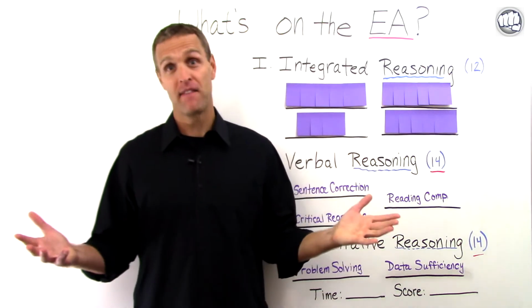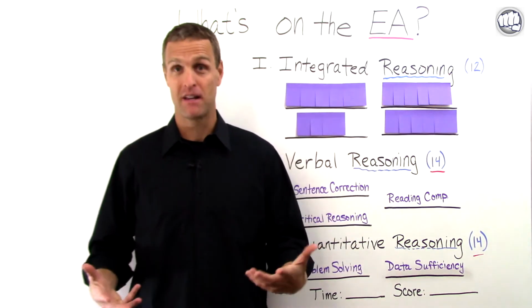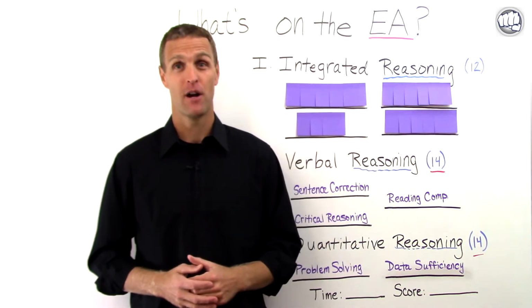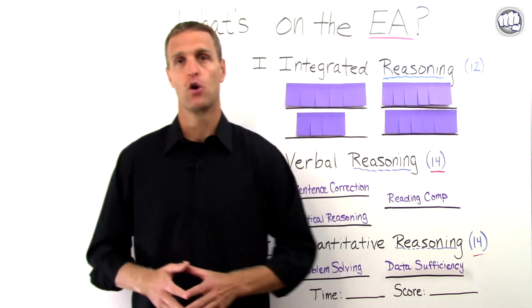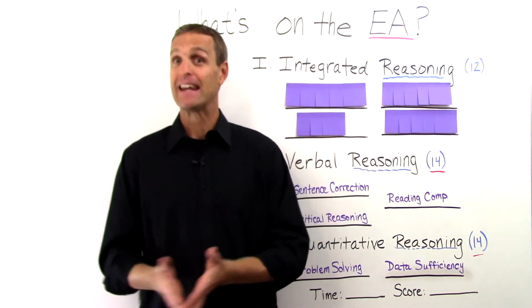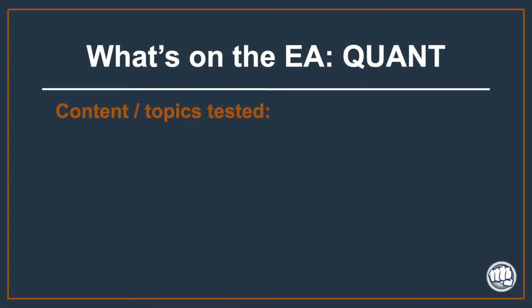Maybe you feel good about things. Maybe you're starting to sweat a little bit because you realize you are going to have to brush up on a fair bit of stuff to do well on problem solving and data sufficiency, 14 total questions. And let me go ahead and again here summarize the content and the concepts and the topics that you need to know to do well on the executive assessment quantitative section.